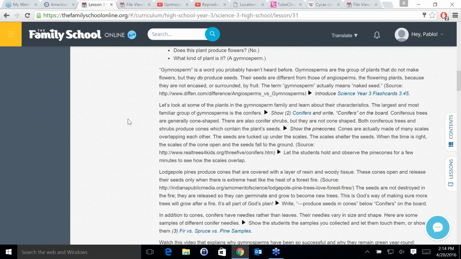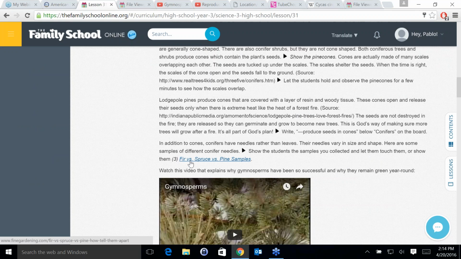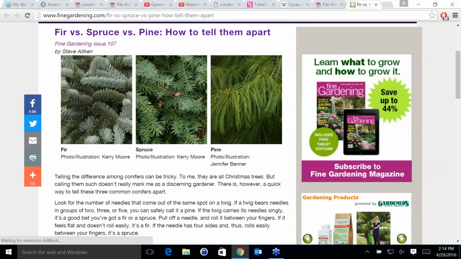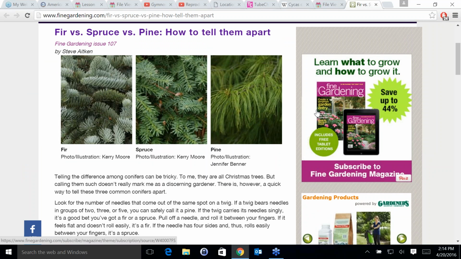Okay, and here they have one slide where it shows some of the differences between fir trees, spruce and pine trees, all right, and it gives you some information on how to tell them apart. I am not very good at that, okay, but there are some differences. Some of the things that all these trees have in common, though, is that they all reproduce by cones.